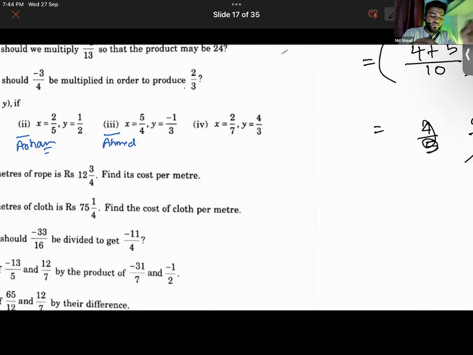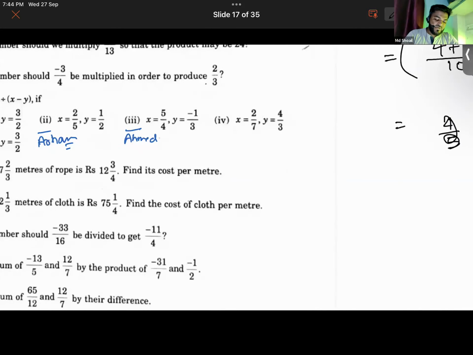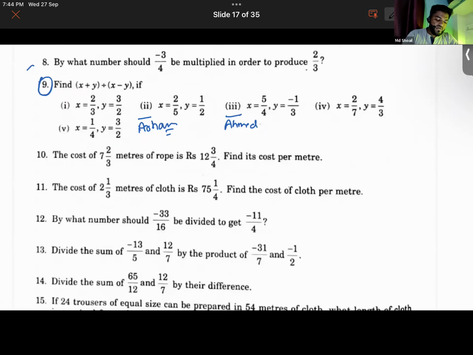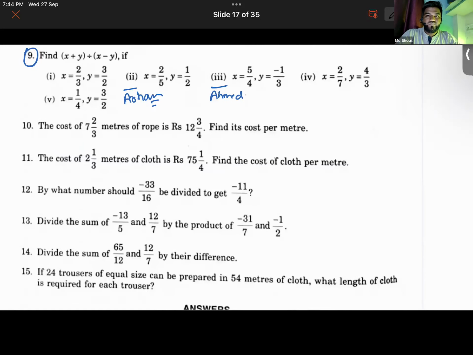By the way, have you got your answer yet or not? No, sir. I'm still working on it. Okay. While Ahmed is solving the question, Arham, you can move on to question number 10. Yes, sir. Solve this one. Arhan still is not here, no? Arhan will be joining the next class. Okay.